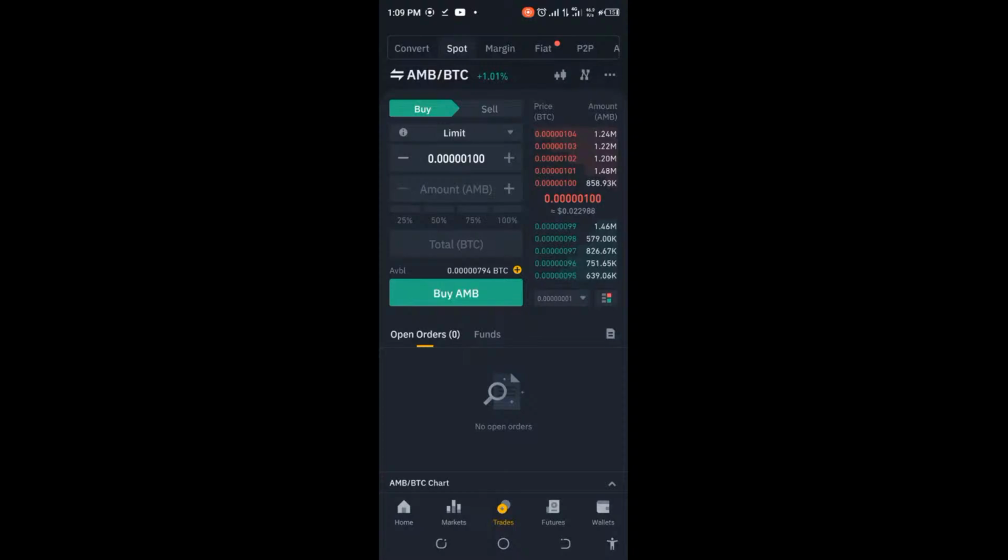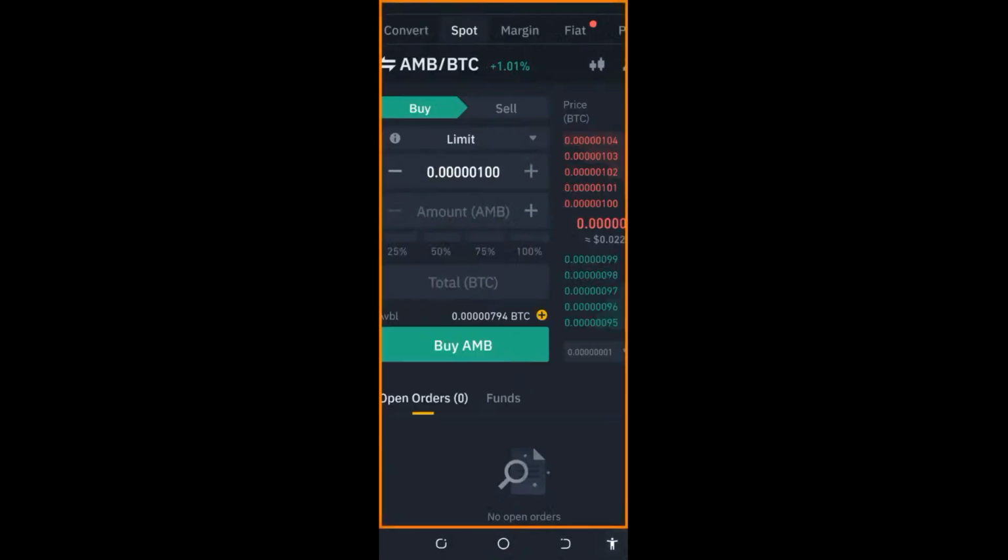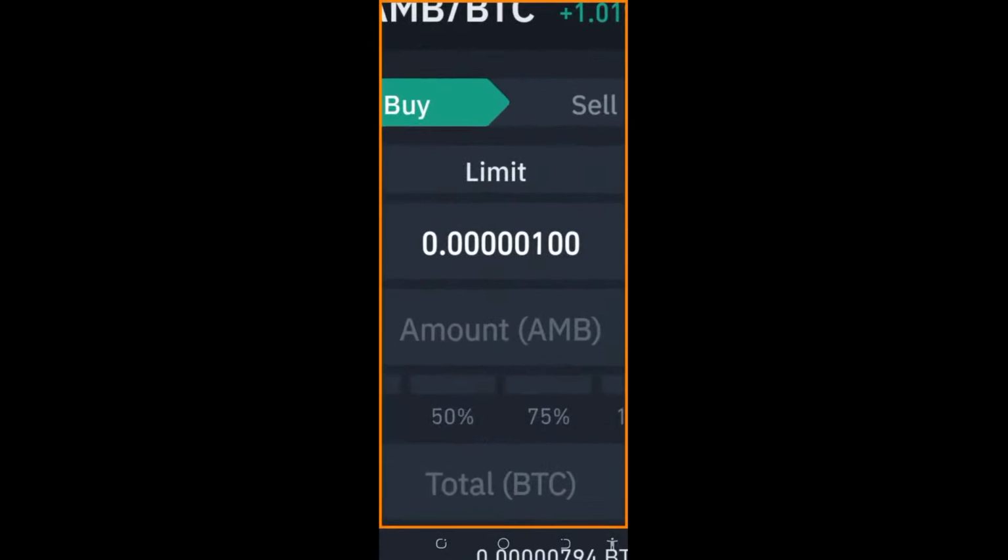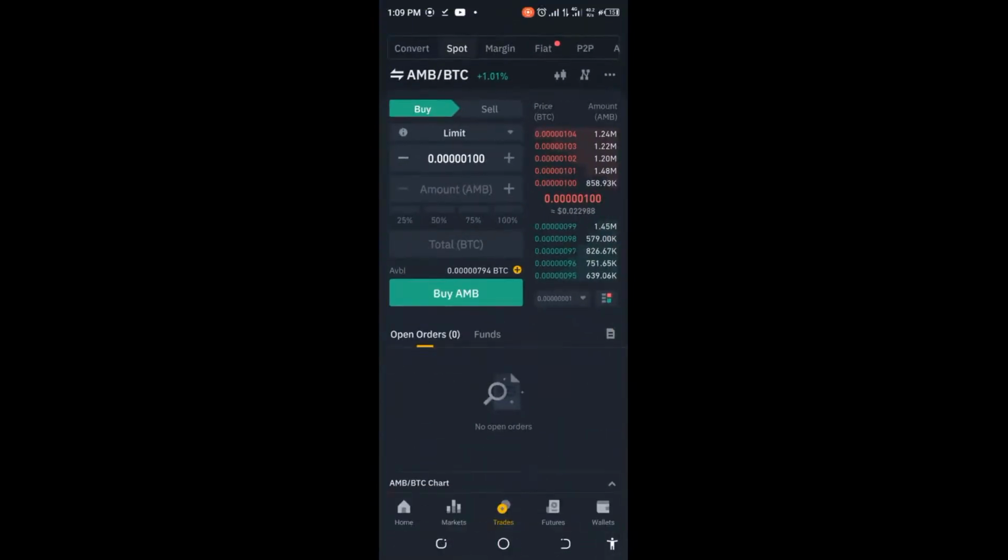Binance and KuCoin. I think those are my favorites. Let's go ahead and see what we have here. This is currently the price. As you can see, it's 0.00001. That's 5 zeros, then 1.